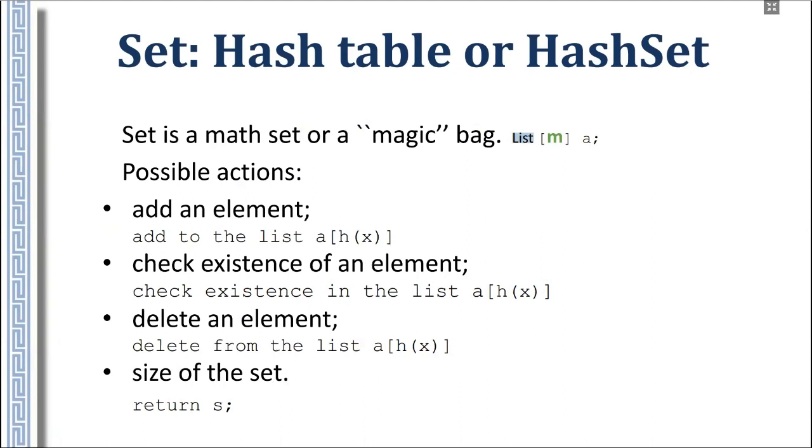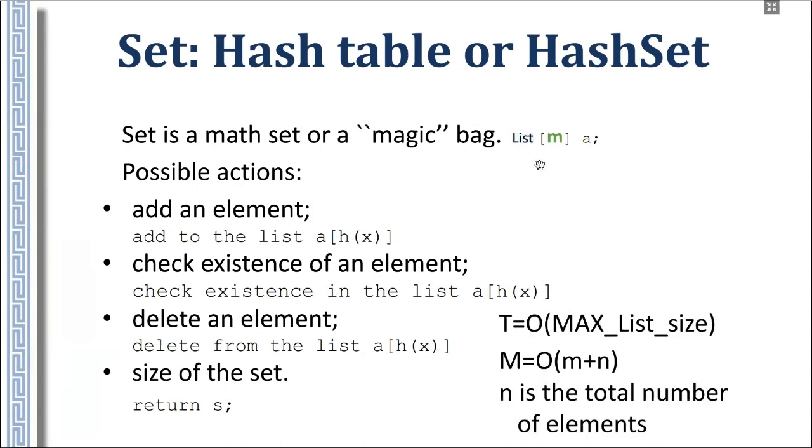And we also consider s and keep it actual, and decrease it if we add an element and it doesn't exist before, and if we remove an element and it exists before. So we keep s as actual and just return s. What about time complexity and memory complexity?